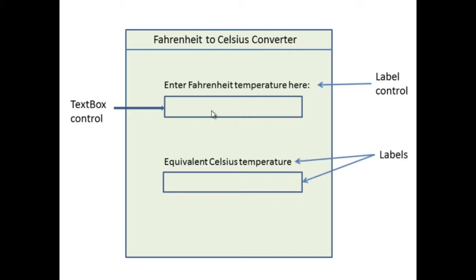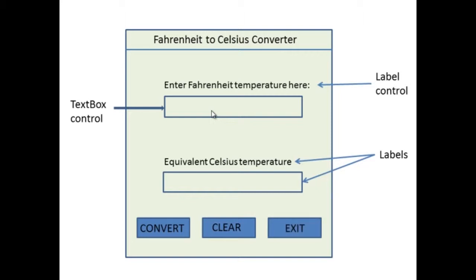Now we need three buttons: convert, clear and exit. Convert will convert the Fahrenheit temperature to Celsius and will display in this label, and clear will clear the contents of this label and the text box, and exit will exit the application.